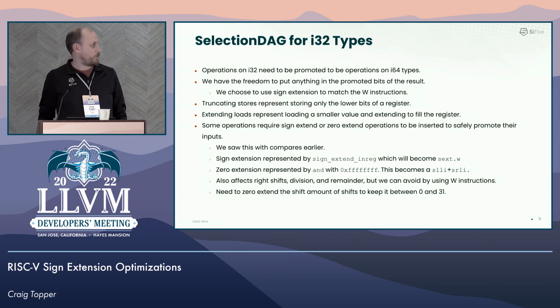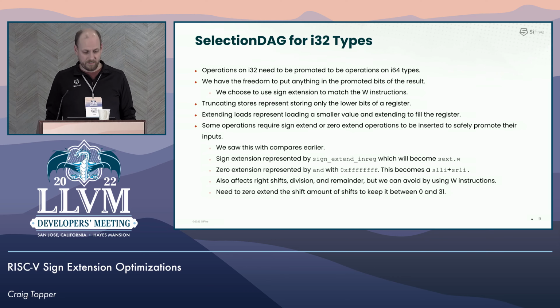Some operations would normally require sign extend or zero extend operations to be inserted to safely promote their inputs. This is what we saw with the compare earlier. So SelectionDAG represents sign extension by an operation called sign extend in reg, which we later turn into a sign extend W. And the zero extend for most of SelectionDAG is an AND with 32 ones. And we have to convert this to a shift left and a shift right at instruction selection time.